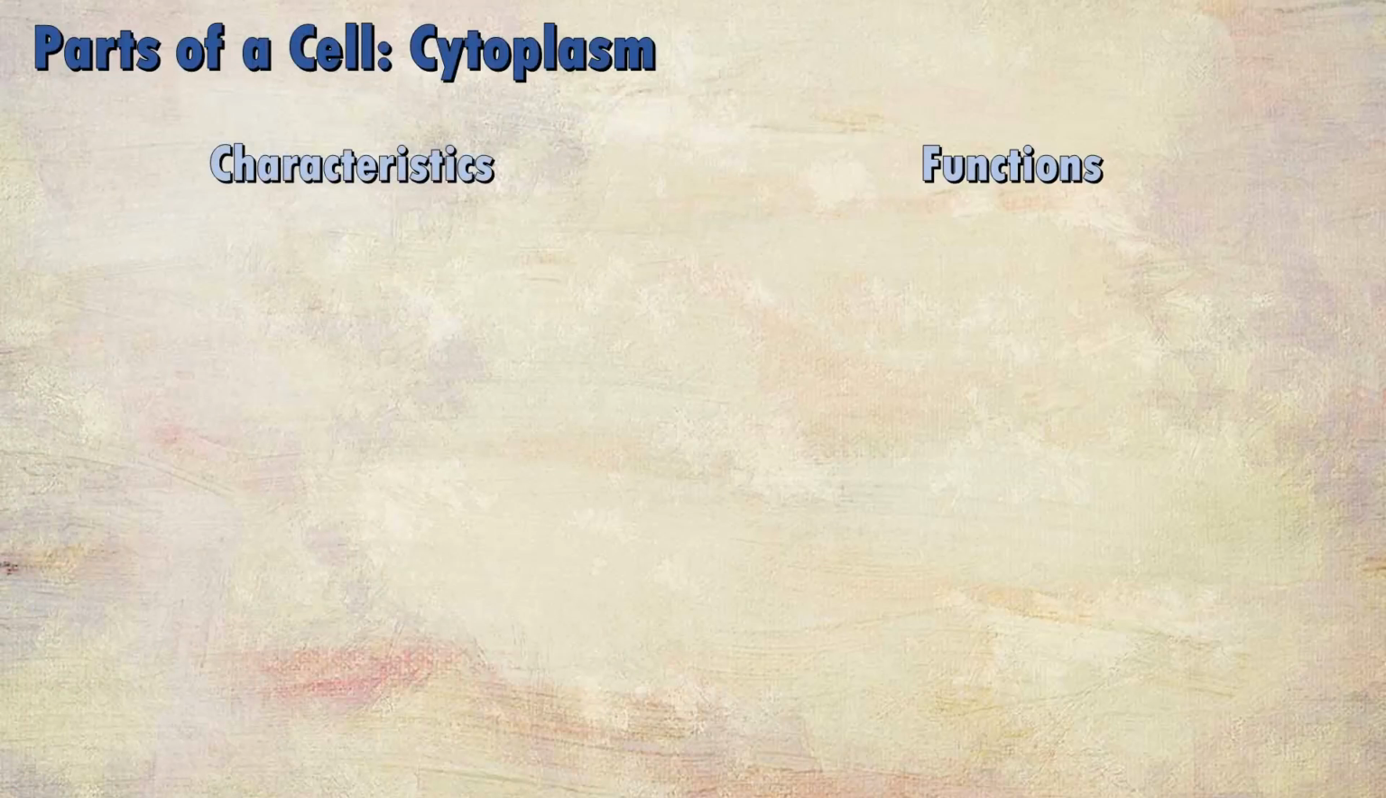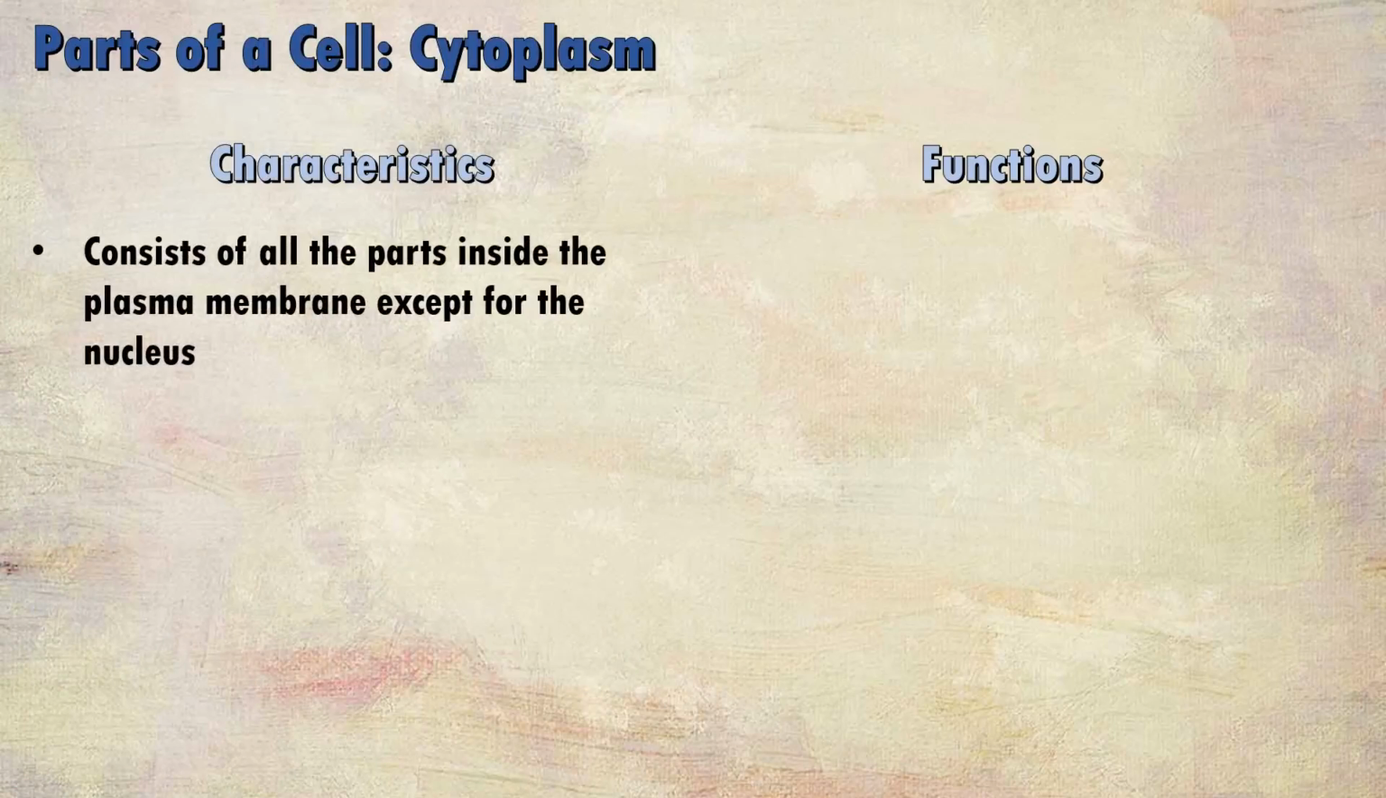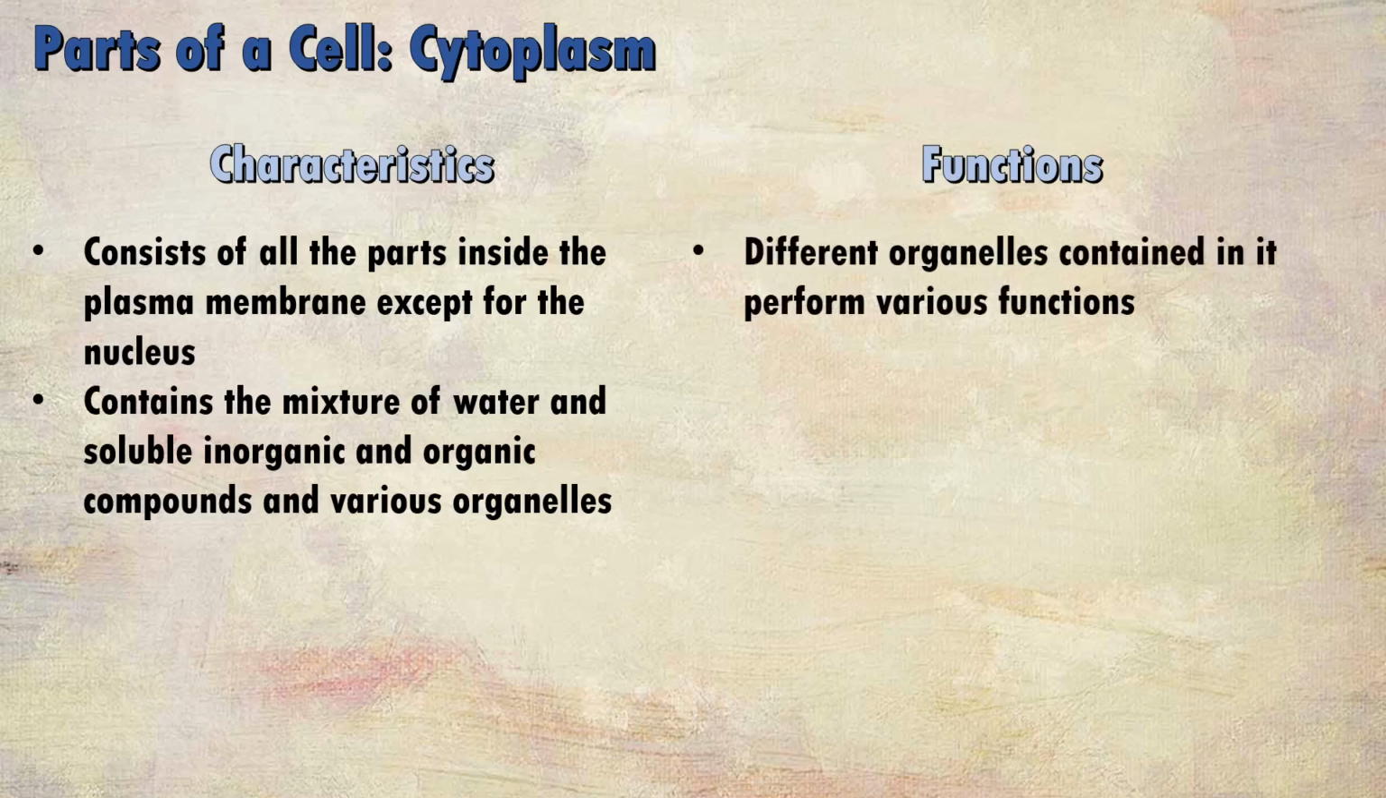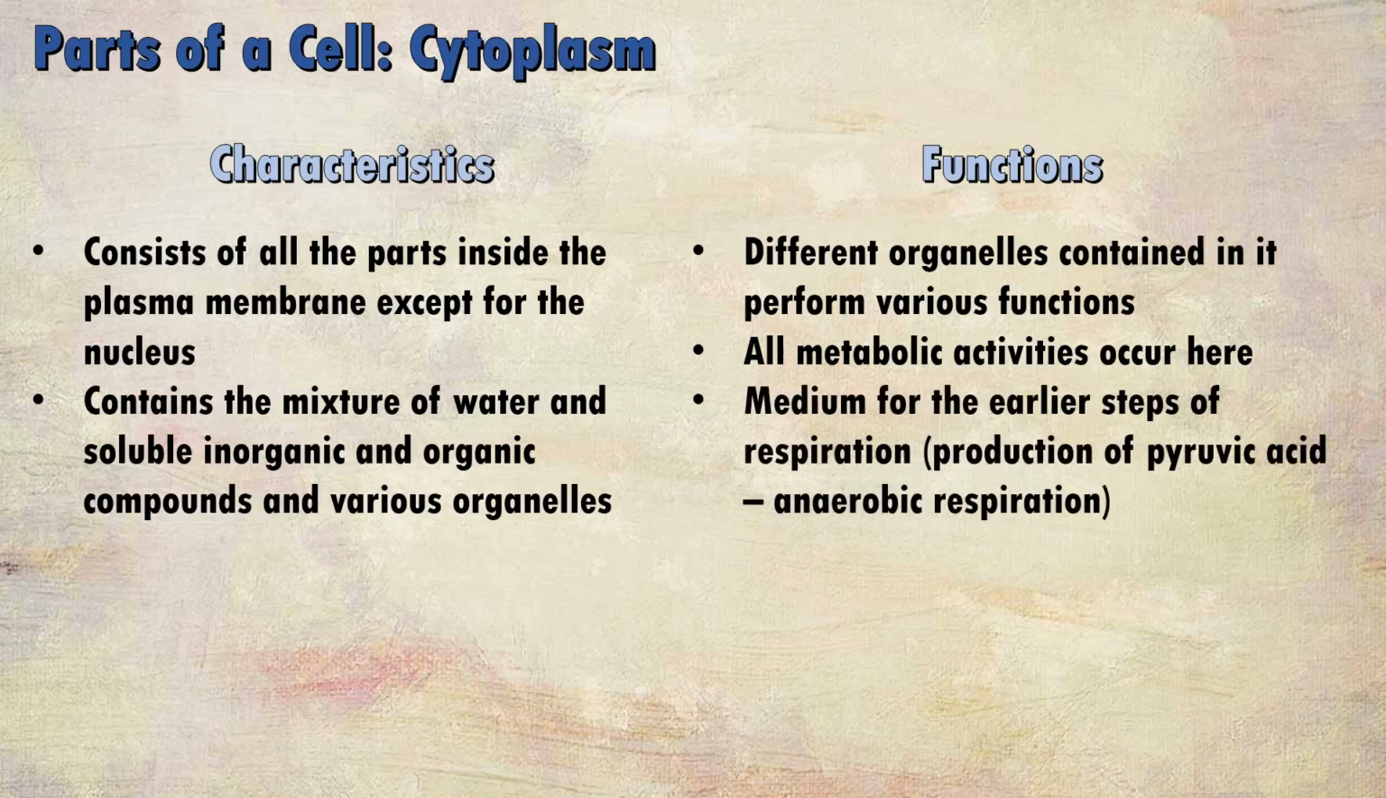Next, cytoplasm. Its characteristics are: it consists of all the parts inside the plasma membrane except for the nucleus. It contains the mixture of water and soluble inorganic and organic compounds and various organelles. As for its functions, the cytoplasm has different organelles which perform various functions. All metabolic activities occur within the cytoplasm. It is the medium for the earlier steps of respiration, that is, the production of pyruvic acid in anaerobic respiration.